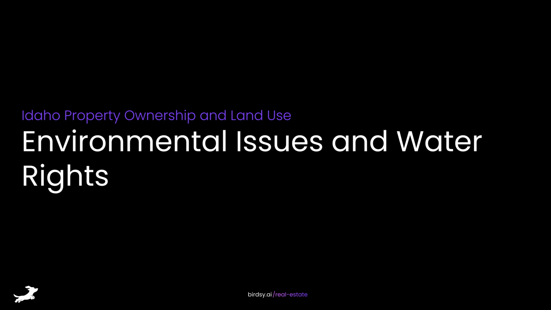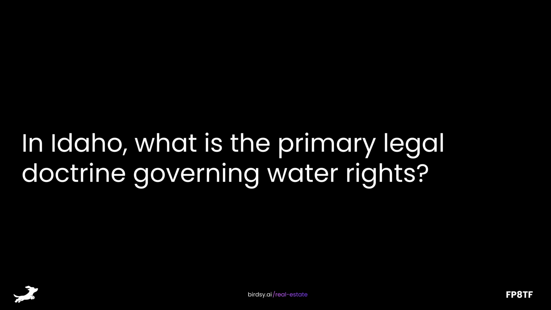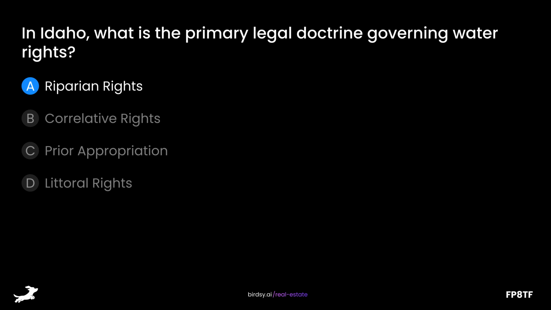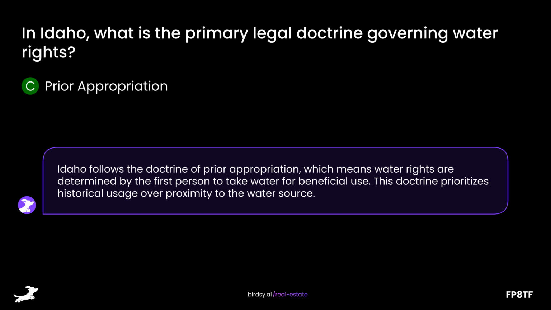Environmental issues and water rights. In Idaho, what is the primary legal doctrine governing water rights? Is it A, riparian rights, B, correlative rights, C, prior appropriation, or D, littoral rights? The answer is C, prior appropriation. Idaho follows the doctrine of prior appropriation, which means water rights are determined by the first person to take water for beneficial use. This doctrine prioritizes historical usage over proximity to the water source.